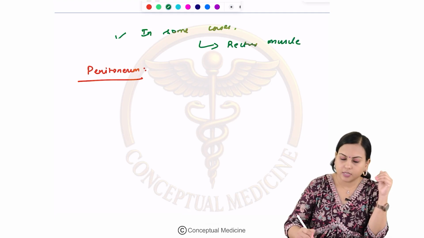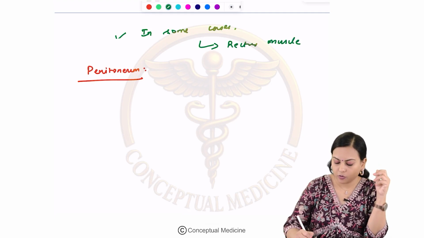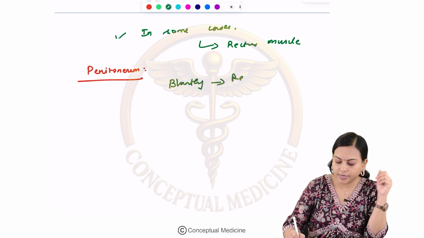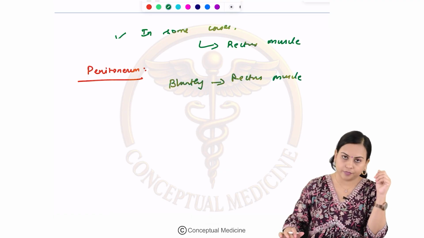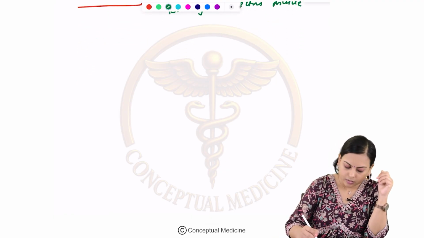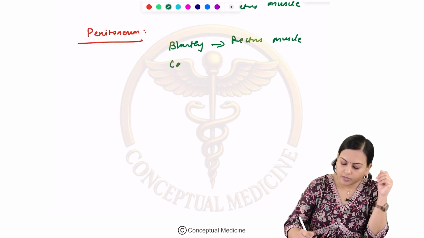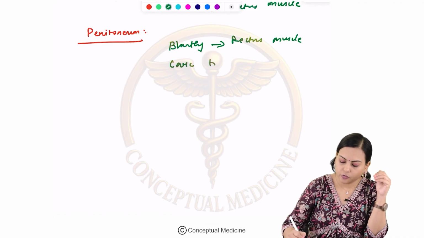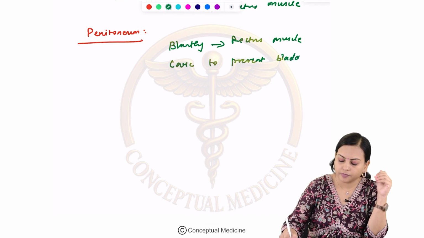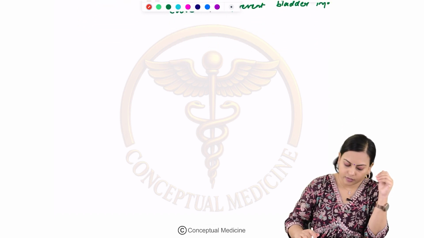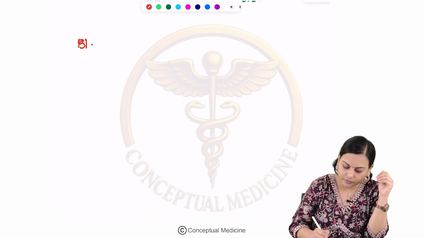What we will be doing is, after cutting the rectus sheath, we will be opening the rectus muscle bluntly, and then the peritoneum has to be opened. Clear? Now, while doing this, care to prevent bladder injury should be there. Clear? Yes. And the next one is about the bladder itself.